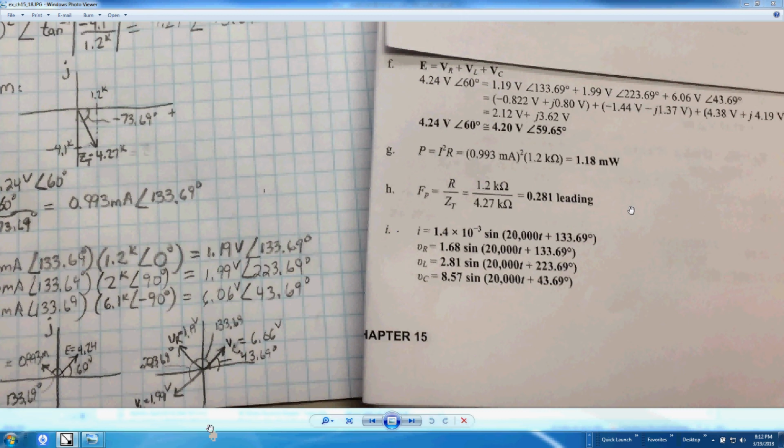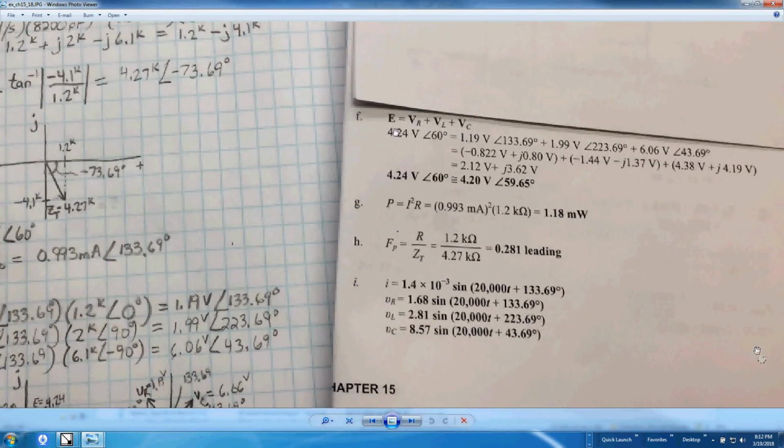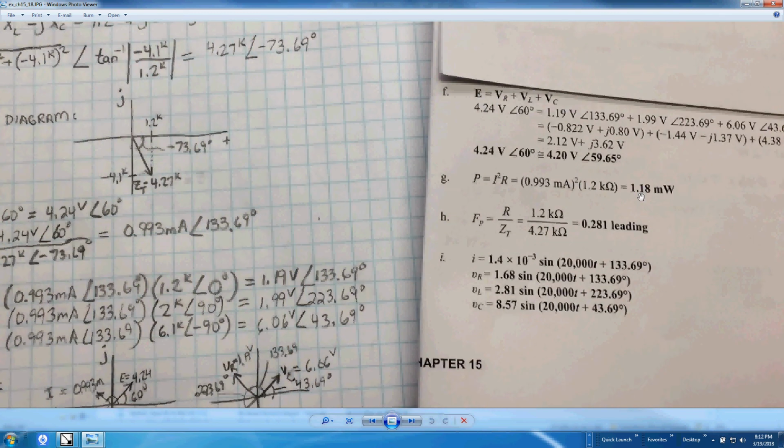So for the second half of problem 18, part F, I want you to verify Kirchhoff's law again. So E is going to be equal to the voltage drops. We found this to be E, and this is the voltage across a resistor, inductor, capacitor that we found earlier.